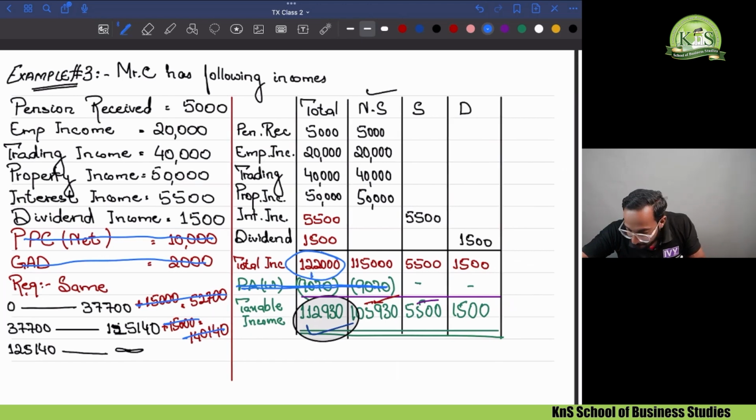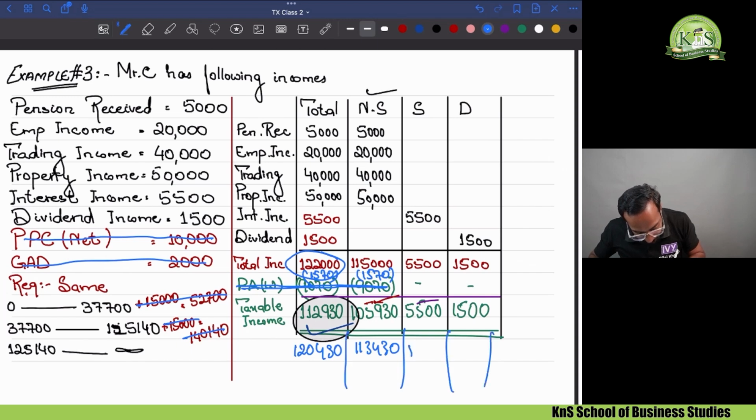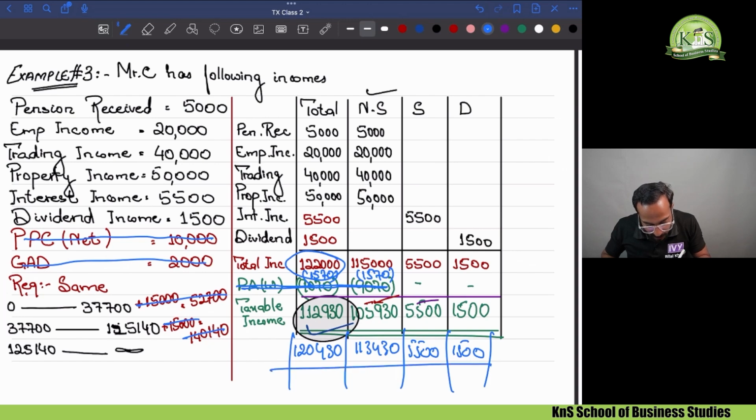The PA is 1570, right? You need to calculate it, and your taxable income definitely will increase. Got it? Other things remain the same. Now you need to apply tax here. Got it? Let's go for it, guys.